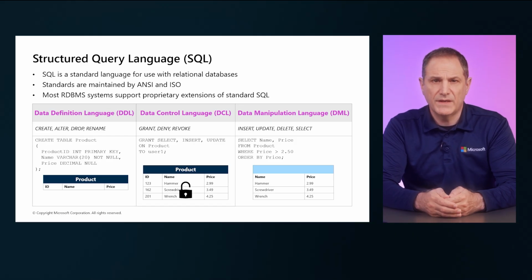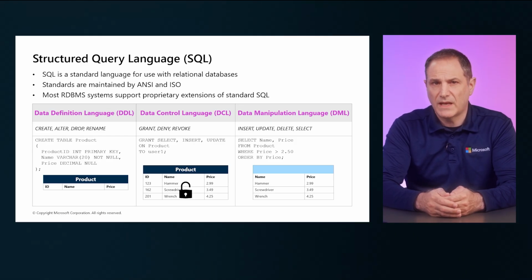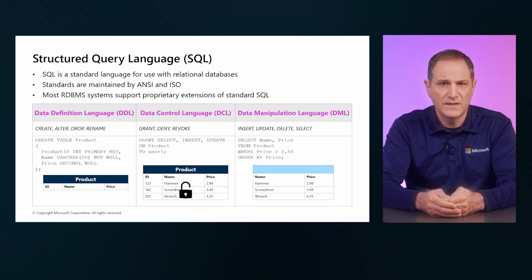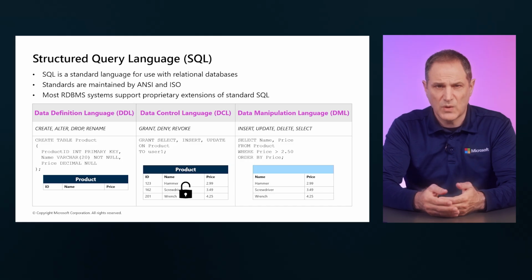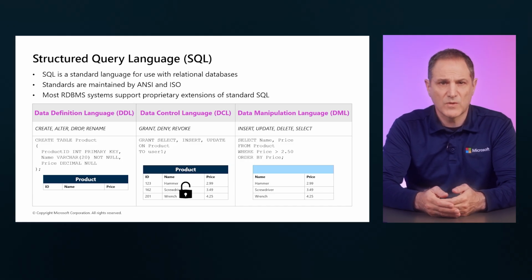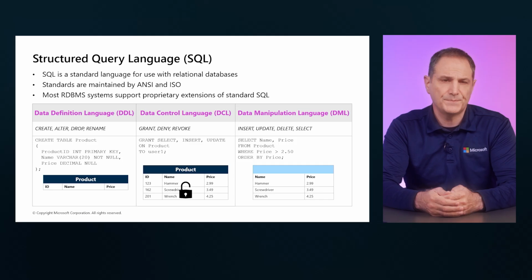The third category is Data Manipulation Language, or DML. DML statements work with the actual data stored inside tables. These are used to insert new rows, update existing values, delete data that is no longer needed, and retrieve information. A SELECT statement, for instance, reads data from a table and returns it in a structured result set. Because DML operates directly on table rows, it is central to applications, reports, and dashboards that rely on relational data.